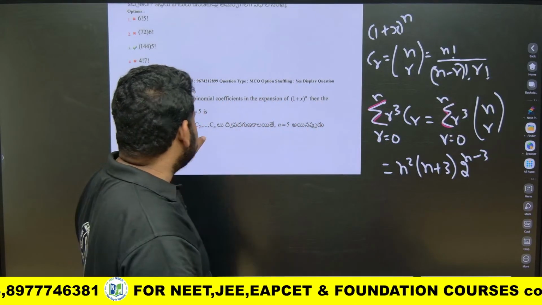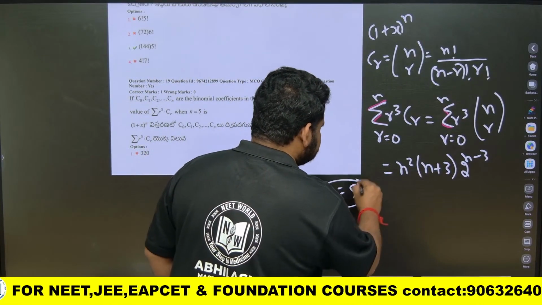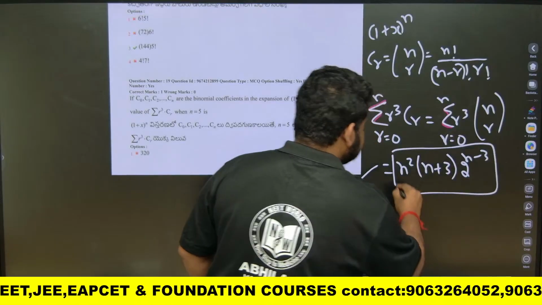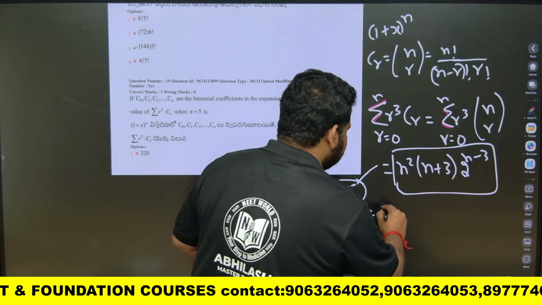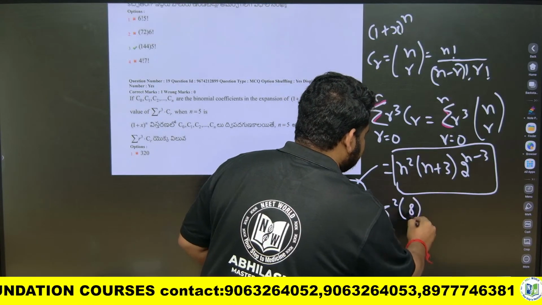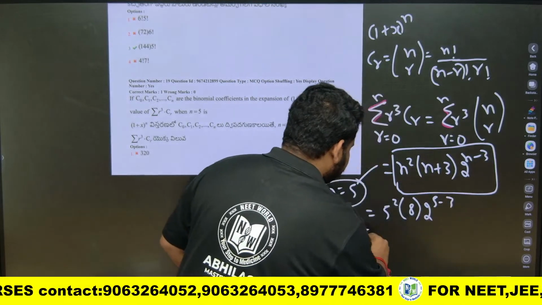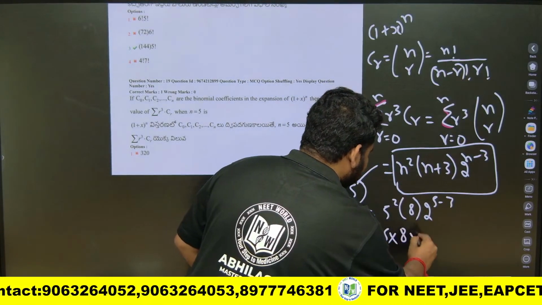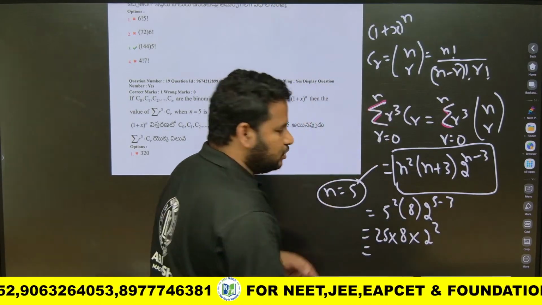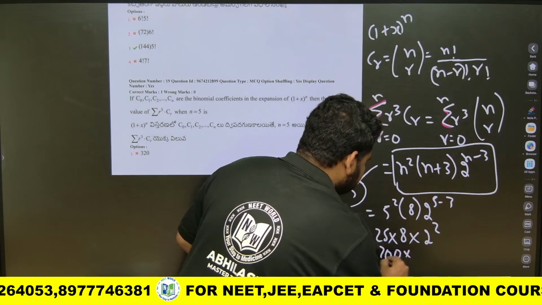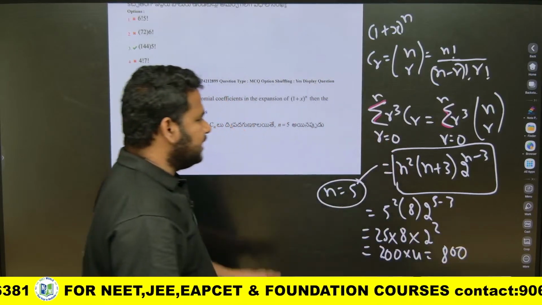Now they are telling where n is equal to 5, so I have to put n equal to 5 in this equation. This gives me 5 square into 5 plus 3, which is 8, into 2 to the power of 5 minus 3. 5 square is 25, into 8, into 2 to the power of 5 minus 3, which is 2 square. 25 into 8 is 200, and 2 square is 4, so 4 into 200 gives 800. I got it as 800.